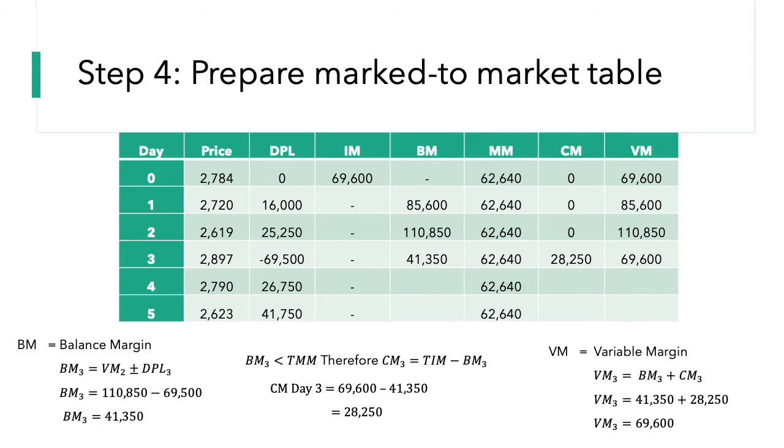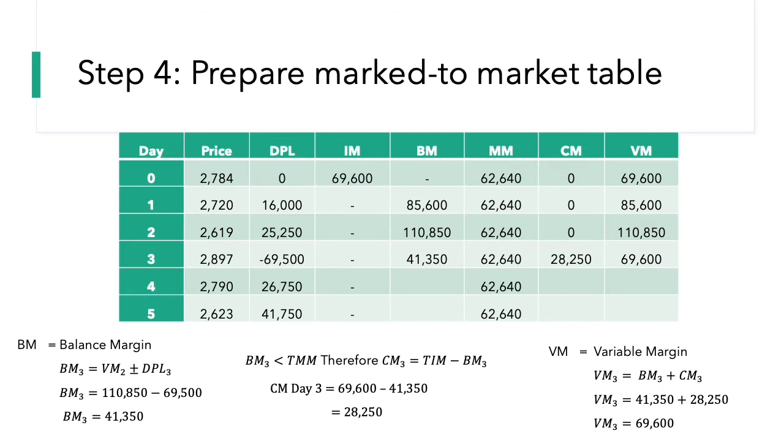In day 4, you make a total profit. If you refer to daily profit and loss, you make a total profit of 26,750. So you can calculate the balance margin for day 4. Balance margin day 4 is equal to variable margin day 3, which is 69,600, plus profit day 4, 26,750. So the balance margin in day 4 is 96,350.